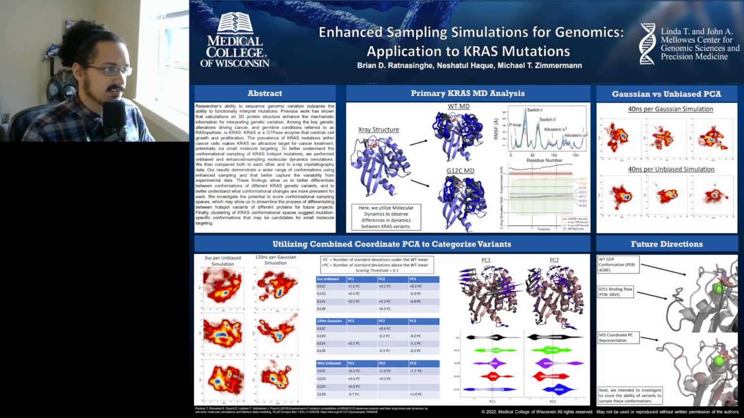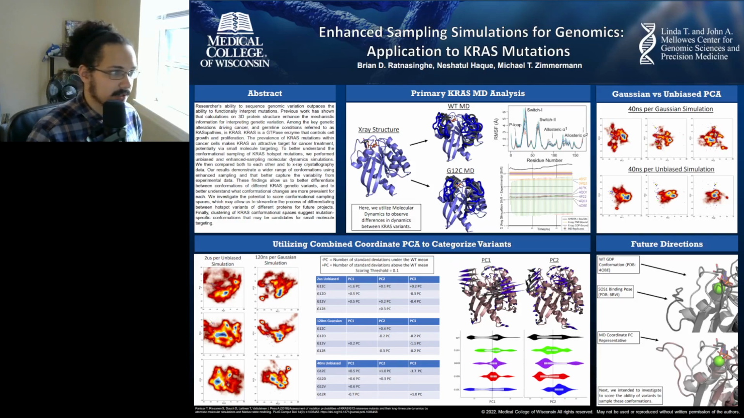So of course, one thing that we've been playing with is the idea of being able to score the PC coordinate spaces. So here we've taken PC1, PC2, PC3 for all the different variants and compared them to wild type. And so G12C for PC1, for instance, is plus 1.6 standard deviations away from wild type in terms of PC space. And we get to know exactly what that means thanks to MD.